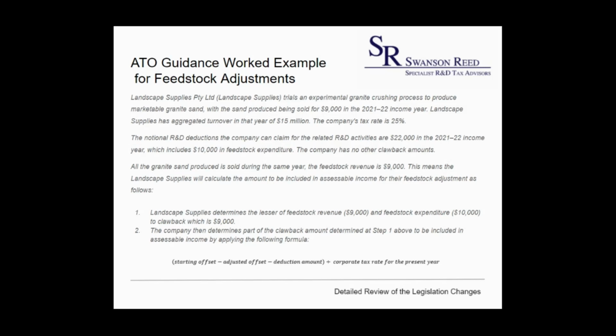This means that Landscape Supplies will calculate the amount to be included in assessable income for their feedstock adjustment using the following process. Firstly, Landscape Supplies compares feedstock revenue of $9,000 and feedstock expenditure of $10,000 and identifies that feedstock revenue of $9,000 is lower. The company then determines part of the clawback amount determined at step 1 above to be included in the assessable income by applying the following formula: starting offset minus adjusted offset minus adjusted deduction amount, divided by their corporate tax rate for that year.